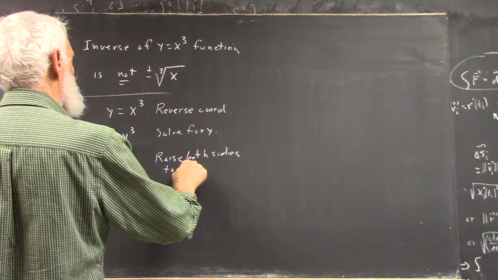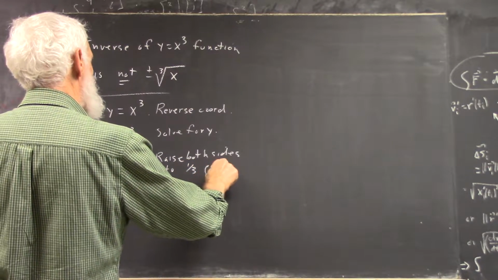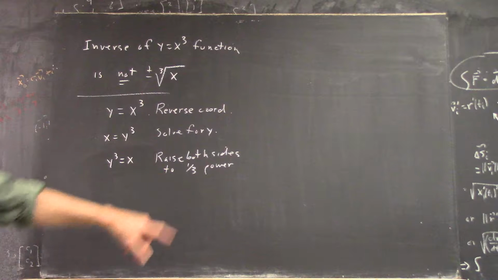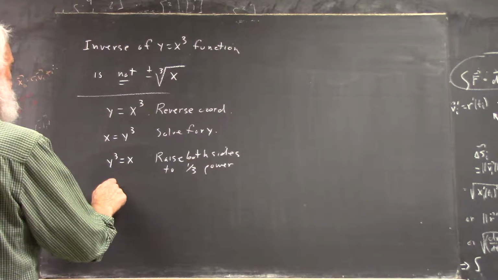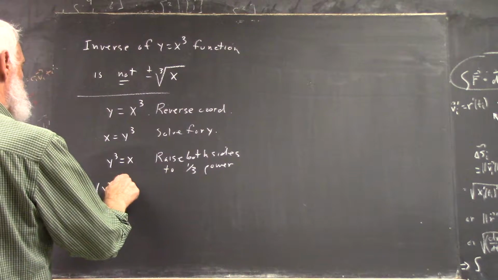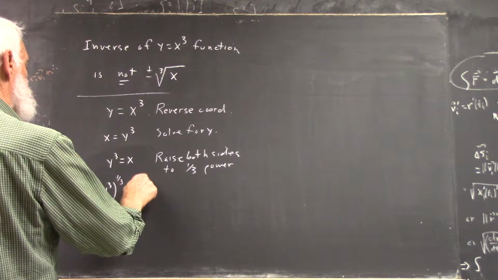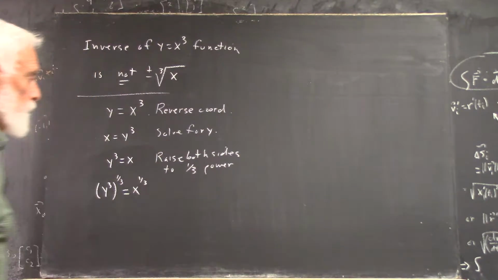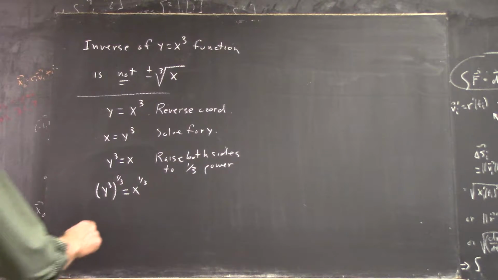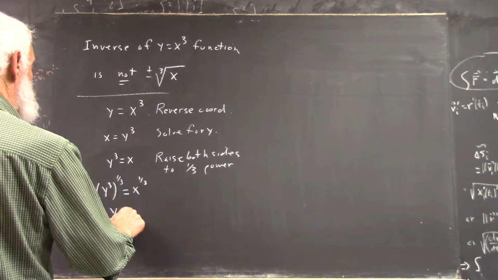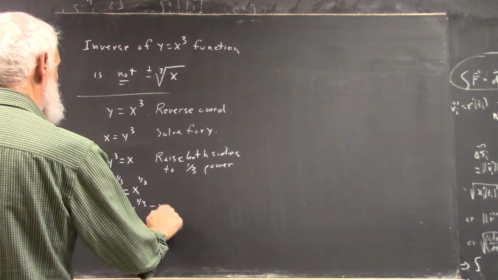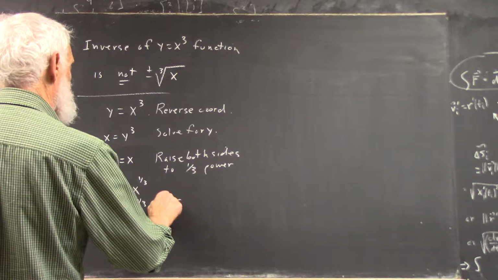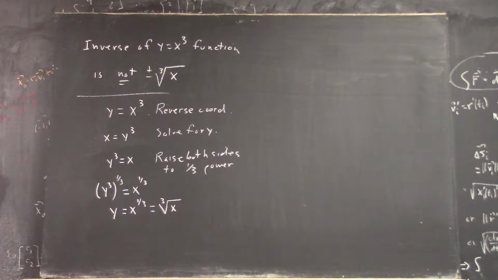How do you solve this? You solve it by raising both sides to the 1/3 power. Okay? And you get y equals x to the 1/3, and that is, of course, what the cube root of x means.